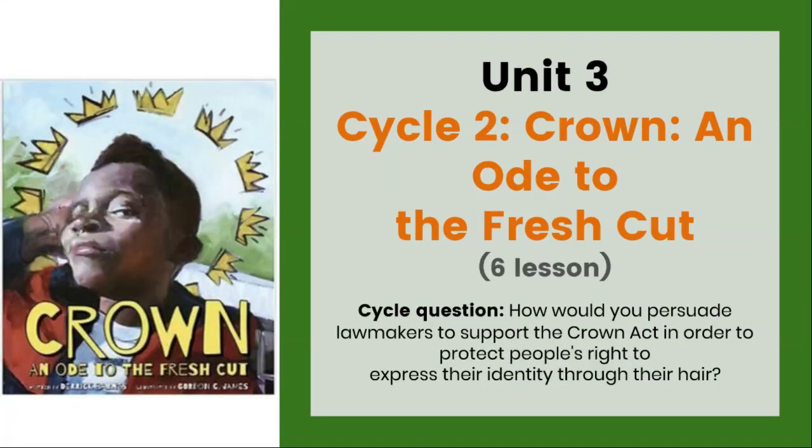Cycle 2 centers on Crown, an Ode to a Fresh Cut. This cycle focuses on the following question: how would you persuade lawmakers to support the CROWN Act in order to protect people's rights to express their identity through their hair? All of these words and components of this question are broken down throughout the cycle. And if further scaffolding is needed, feel free to provide those scaffolds as well.